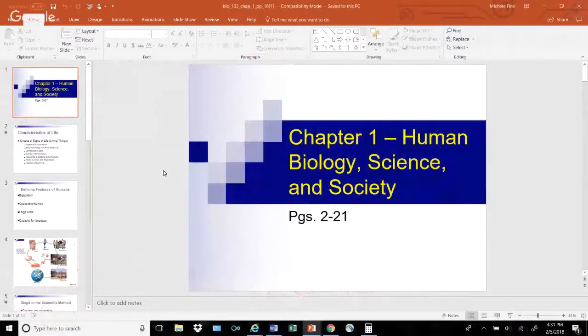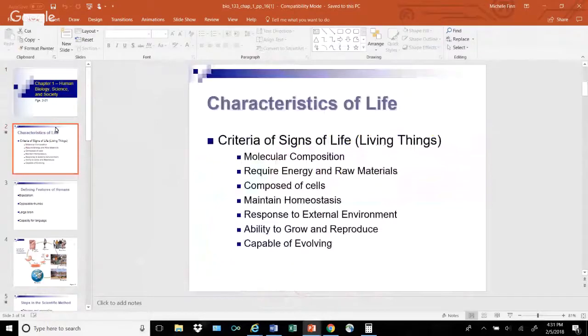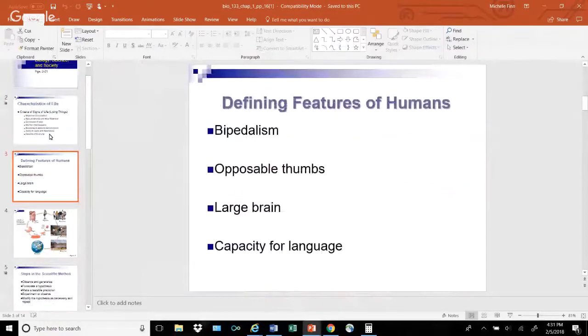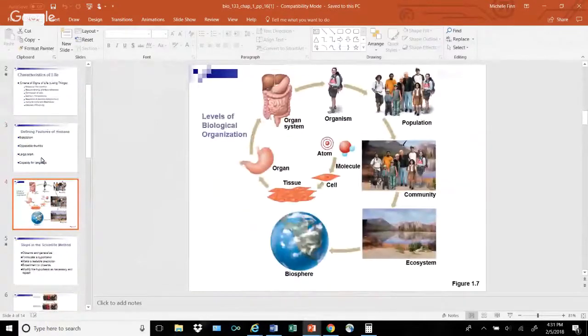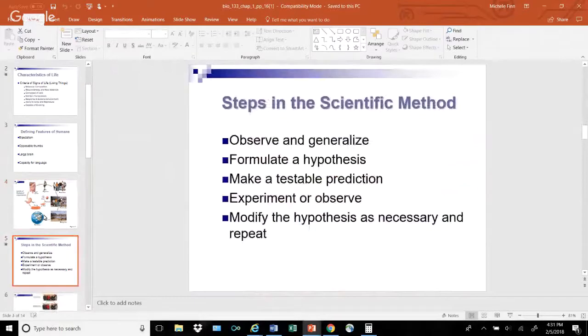There were probably 3 main themes that we spent the most time on: the characteristics of life, the defining features of humans. We briefly also talked about the levels of biological organization, smallest to more complex. And then we looked at the scientific method.